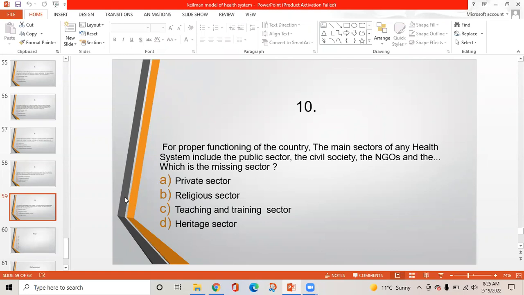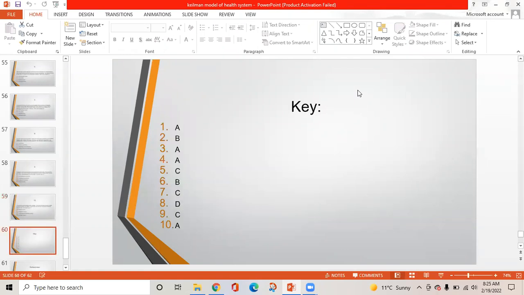A. Yes, option A is the right one, private sector is the fourth pillar. This is the key. These are references.